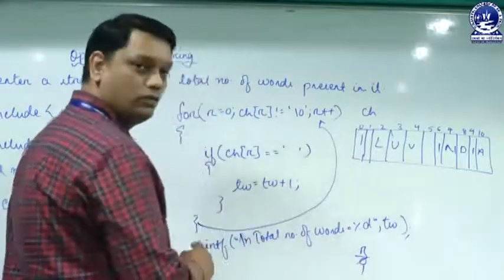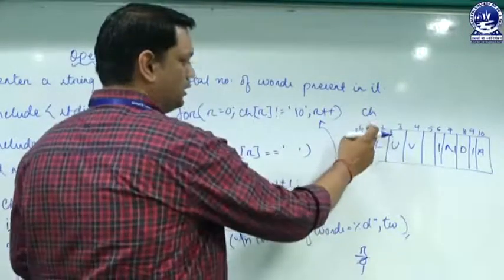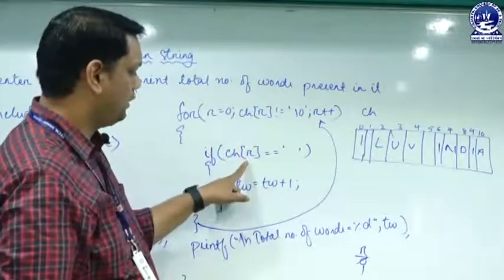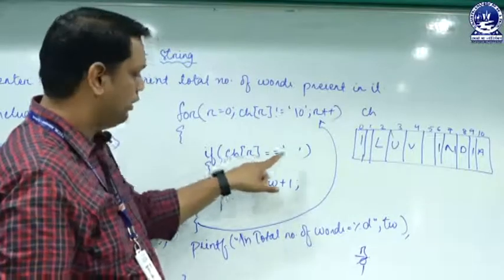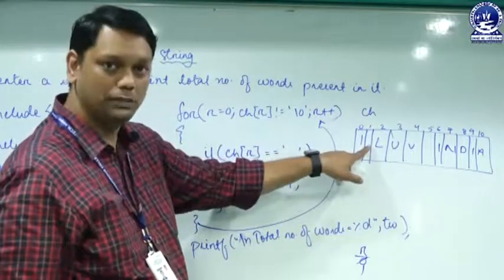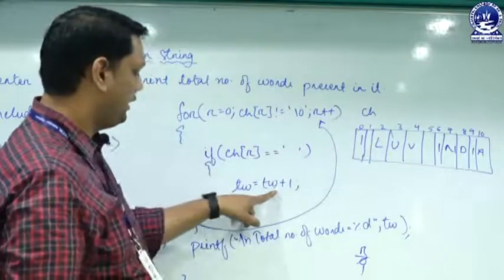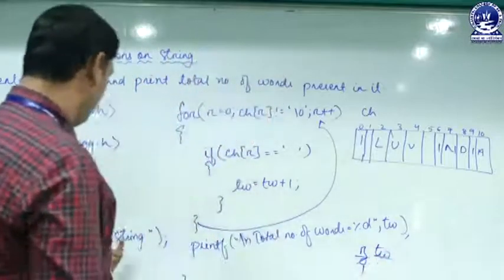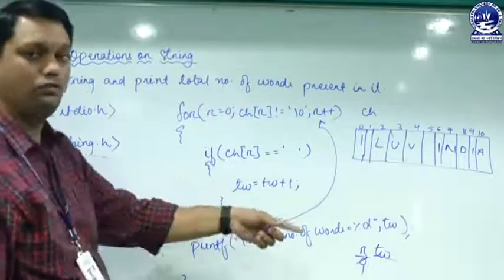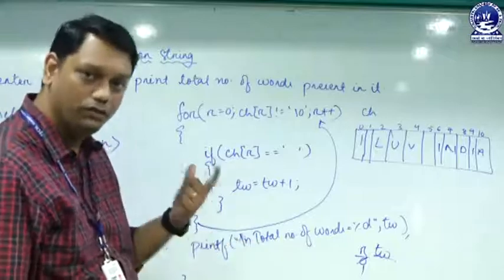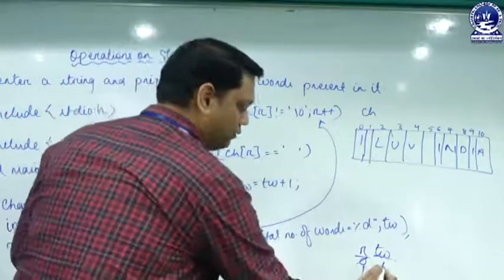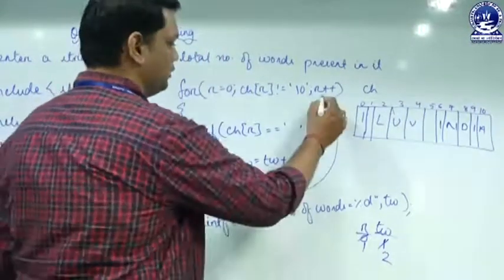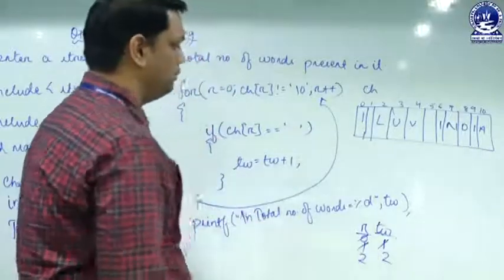The r value has been incremented to 1. Again, it will check ch of 1 is not equal to \0. No, it is not equal to \0. It will come over here and check whether ch of r, that is ch of 1, has a blank space. Yes, it has a blank space over here. Now it will enter here, and tw will be incremented by 1. I wrote tw equal to 1 because the total number of words is always 1 more than the total number of spaces. So tw was having the value 1, and now it will be incremented to 2. Again it will come over here, and r will be incremented to 2, that means r++.